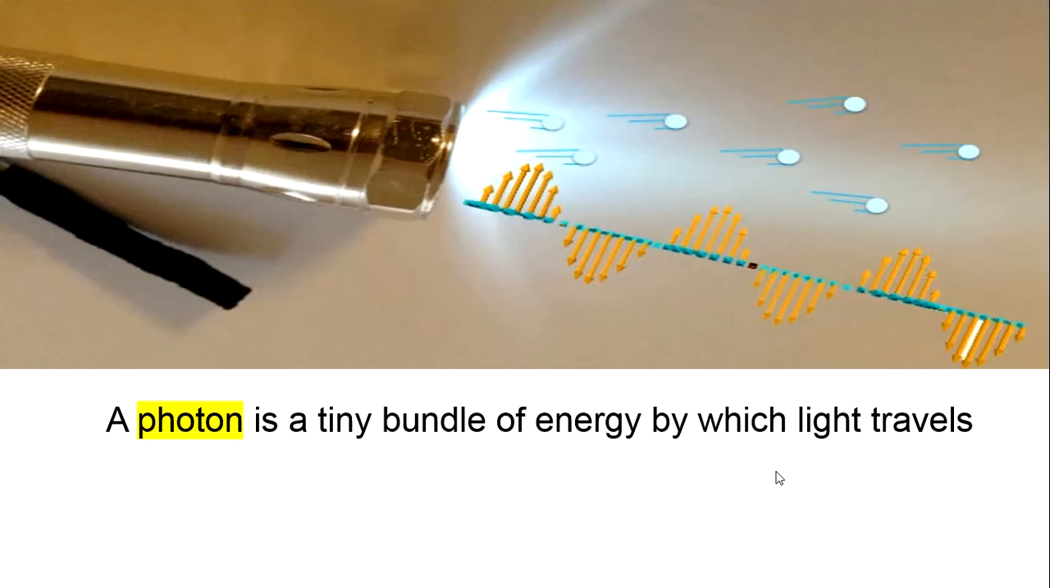A photon of red light has only about 0.0, a lot of zeros, and 3 joules of energy. Each photon also acts like a wave with a frequency. So if a photon has a higher frequency, as we said, it is going to have more energy.